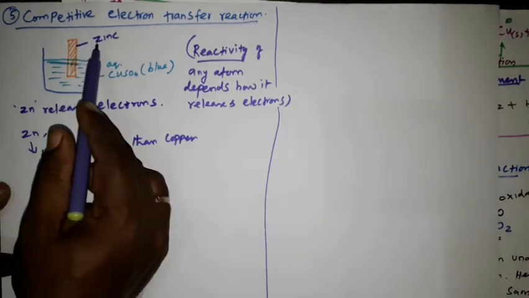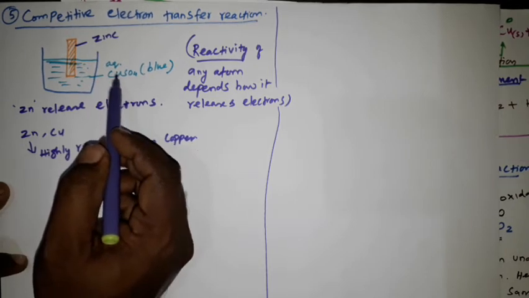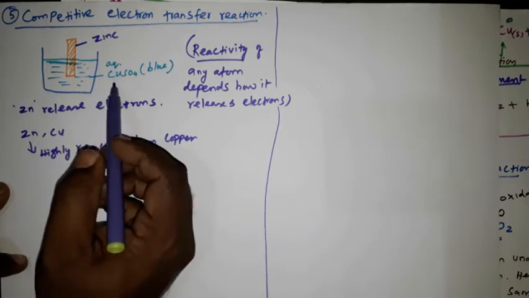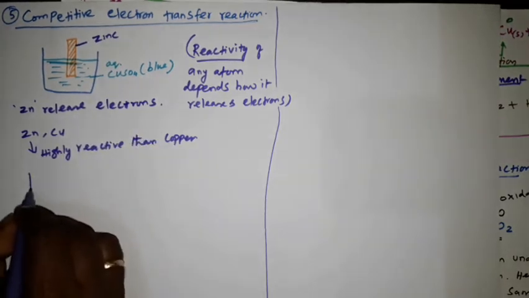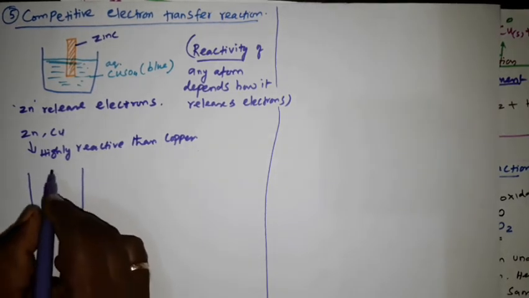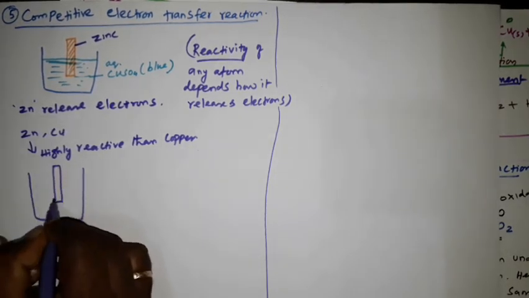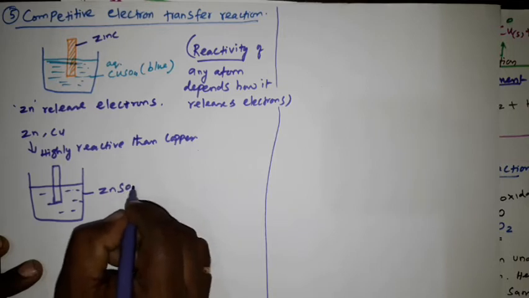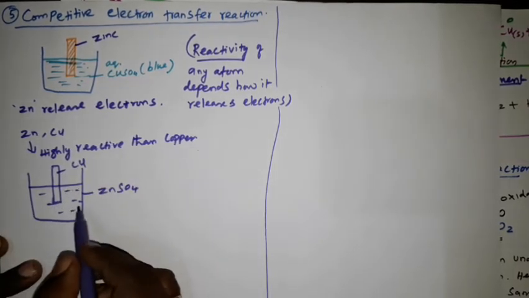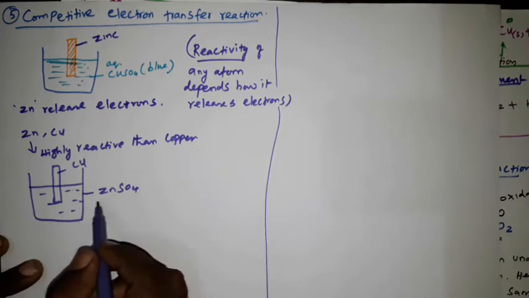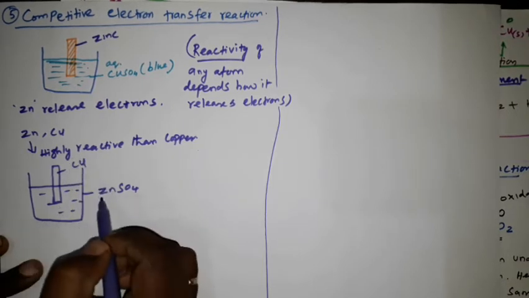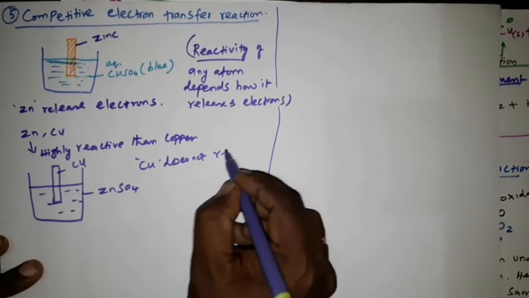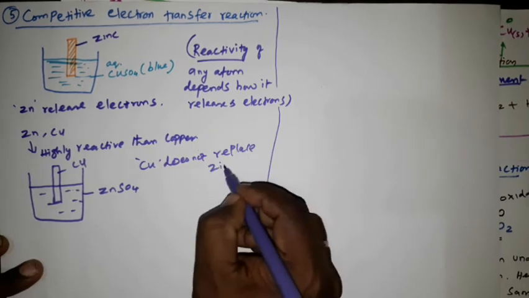Here what is happening? Zinc releases electrons more readily than copper, and it replaces copper and forms zinc sulfate solution. So here zinc is highly reactive. Suppose instead of zinc, you place copper in zinc sulfate solution. This is copper, but the color does not change. The color stays as it is, because copper does not replace zinc.